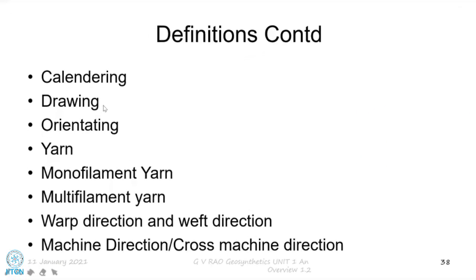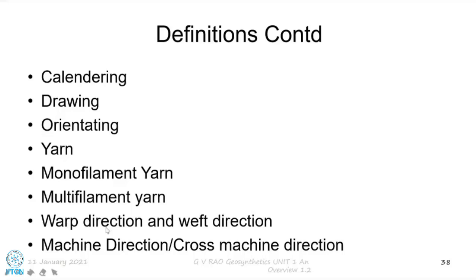Drawing, we are not doing in the case of synthetics, but orientating, we are doing. Drawing is a process we use in natural fibers, or also for normal apparel sheets, or textiles. Yarn I mentioned: multiple filaments are going to give us a yarn, and naturally monofilament yarn and multifilament yarn.